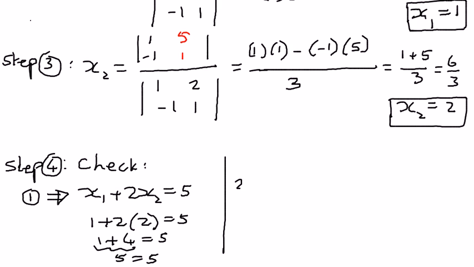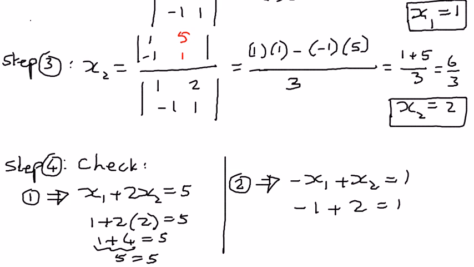We can also satisfy the second equation similarly. In the second equation we have negative x1 plus x2 is equal to 1. x1 is 1, so negative 1, plus x2 is 2, that should equal 1. Negative 1 plus 2 is 1, which is exactly equal to what we have on the right hand side. Therefore the left hand value is exactly equal to the right hand value, and the values of x1 and x2 we have obtained are exactly correct. The solution therefore is x1 equals 1 and x2 equals 2.